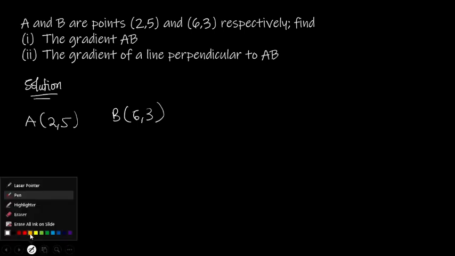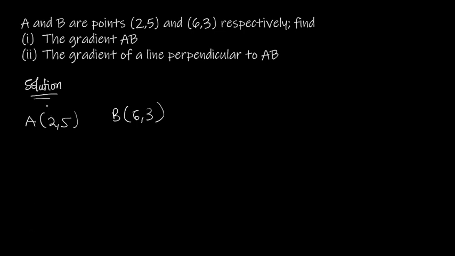Now, for me not to be confused, I will label my coordinates. So this is my x1, my y1. This is my x2, my y2. So that when I'm solving, it is easier for me to pick my coordinates. Now, the first part of the question is demanding that I find the gradient AB, so the gradient of the line AB.